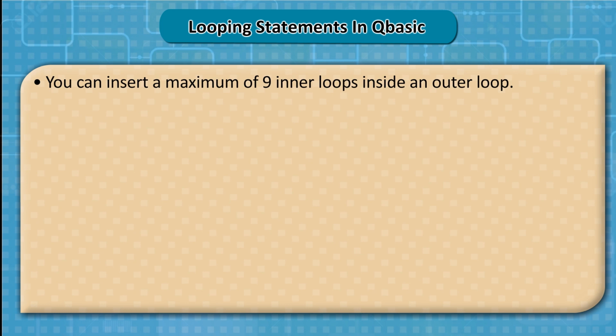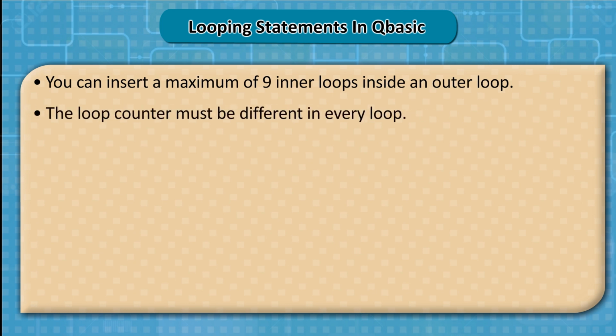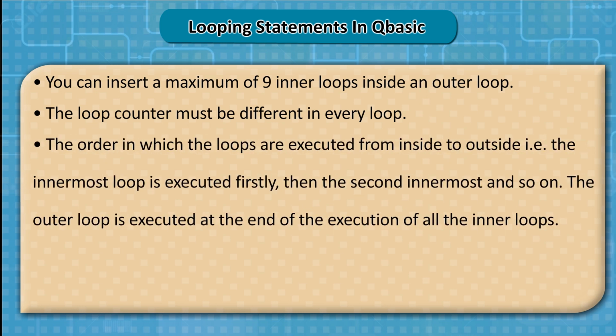You can insert a maximum of inner loops inside an outer loop. The loop counter must be different in every loop. The order in which the loops are executed is from inside to outside, i.e., the innermost loop is executed firstly, then the second innermost, and so on. The outer loop is executed at the end of the execution of all the inner loops.